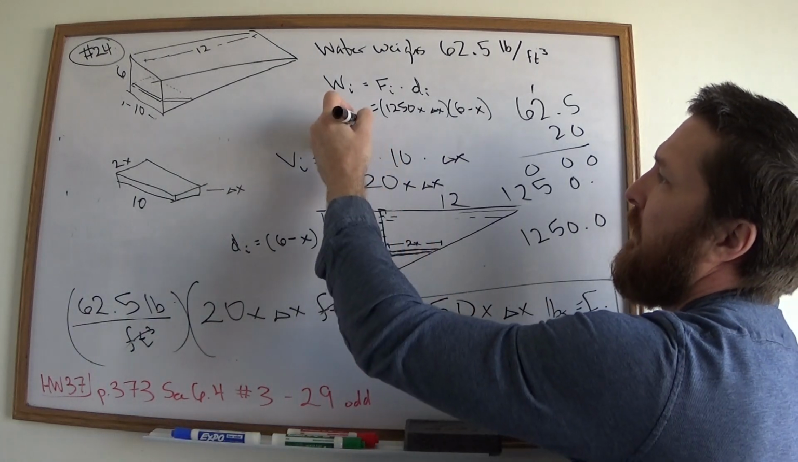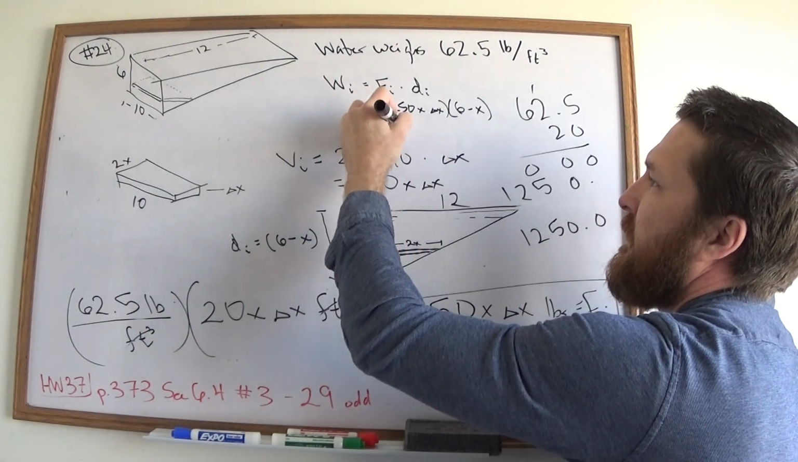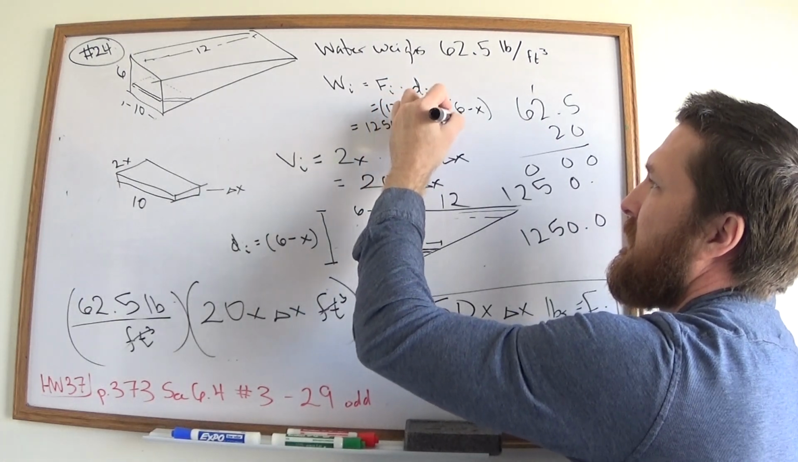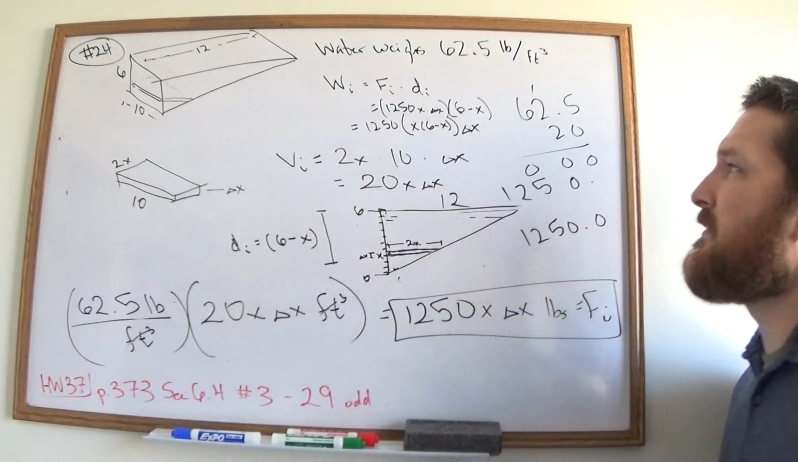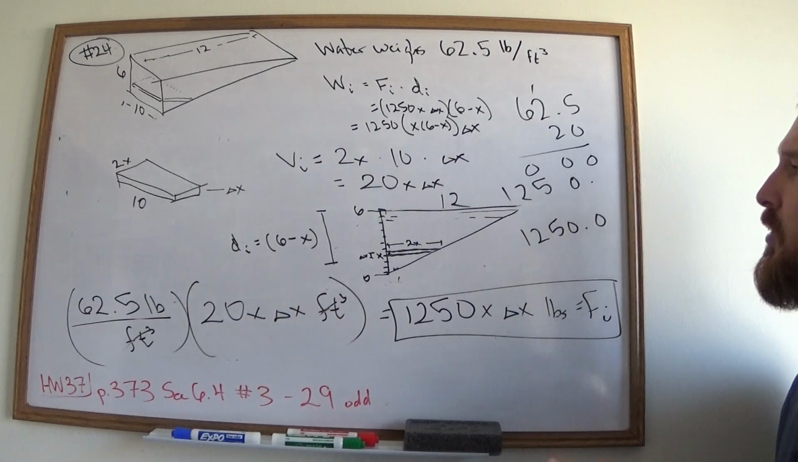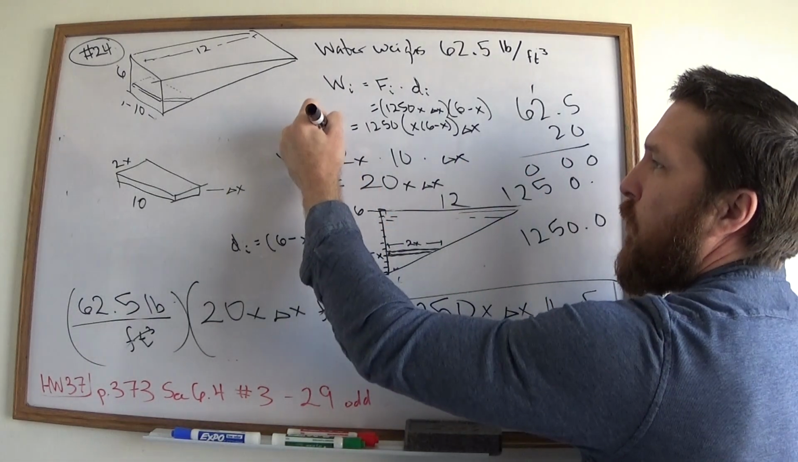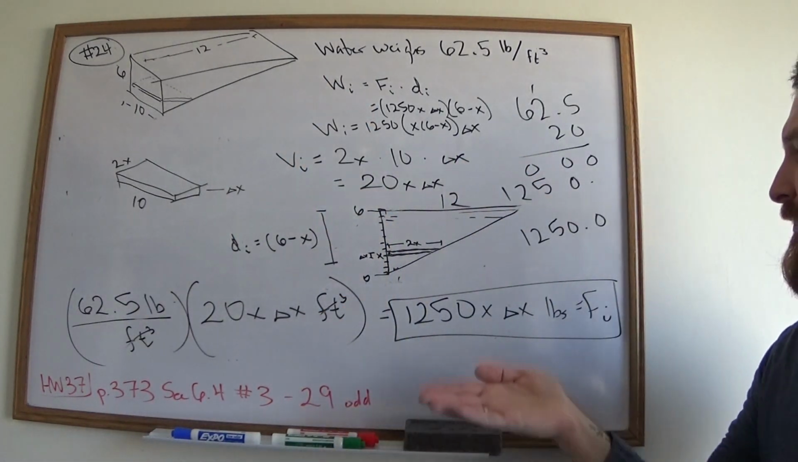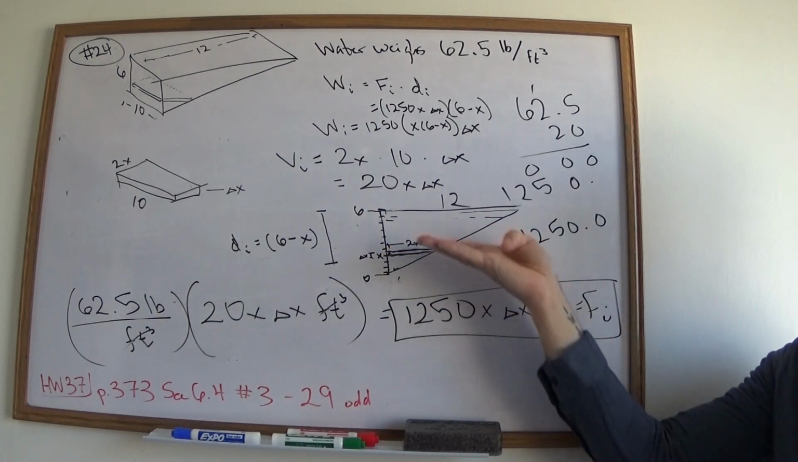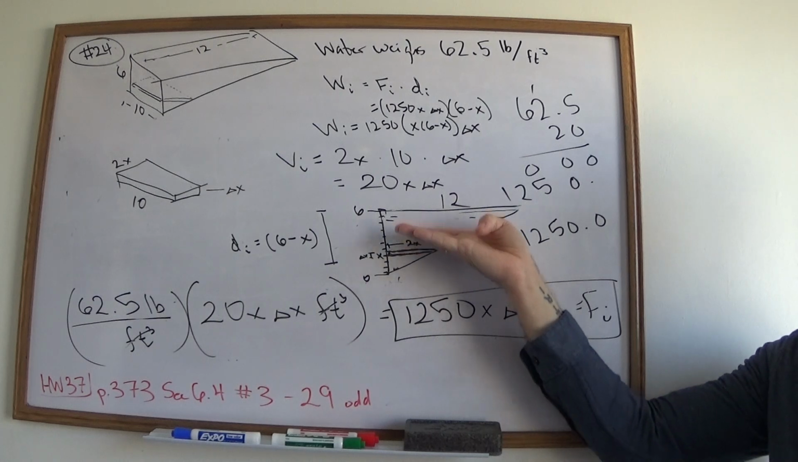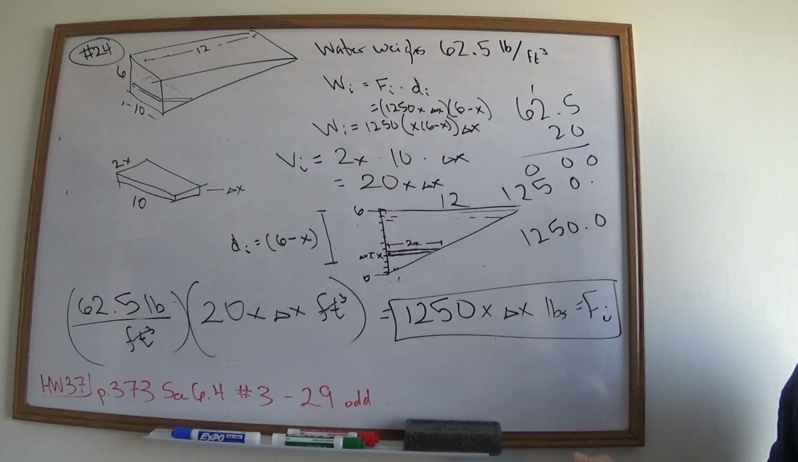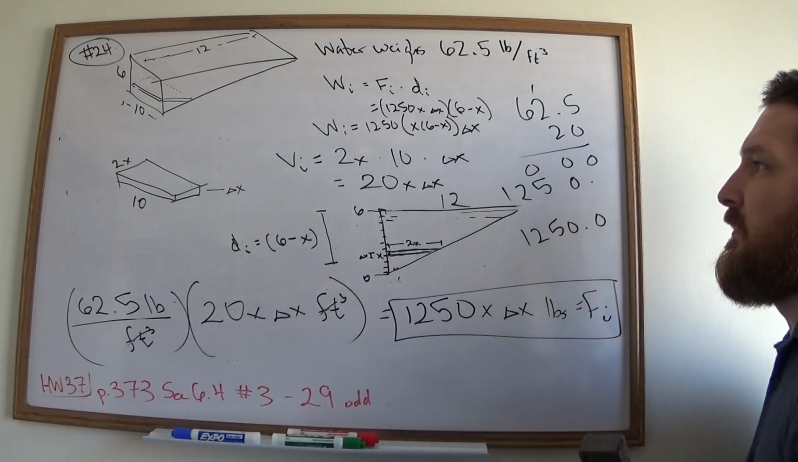Okay, you know what I'm going to do? I'm going to rewrite that as 1250 times x, 6 minus x, delta x. You like that? I like that. Okay, so that's how much work it requires to lift that slice that weighs this much a total of 6 minus x feet. That's the work.